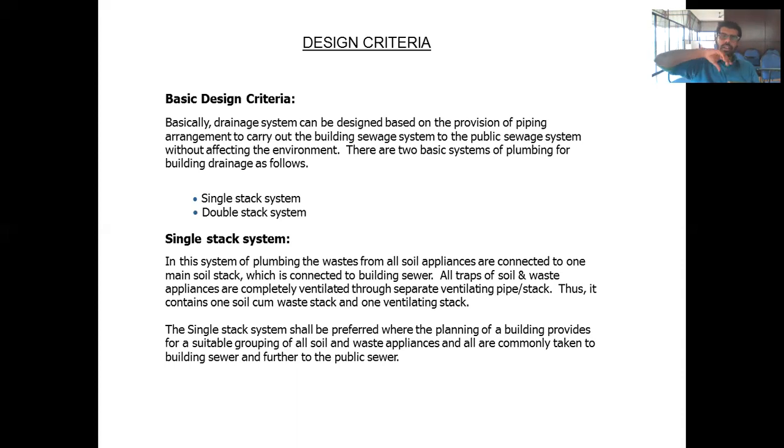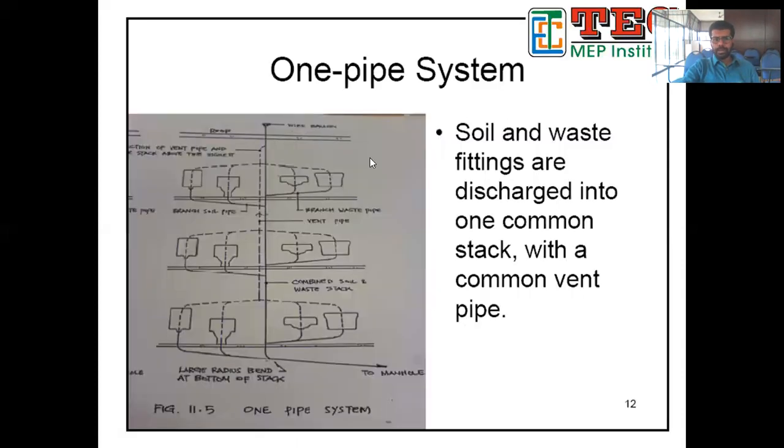So single stack, as the name implies, means both the soil waste, the waste that is coming out from the water closet, and all other wastewater coming from all other areas in your building is taken through a single stack or a single pipe connection. From there, it is commonly taken to the building sewer and then further to the public sewer. Now, this is one pipe system. Similarly, I will show you another picture of it, in case some basics are not clear.